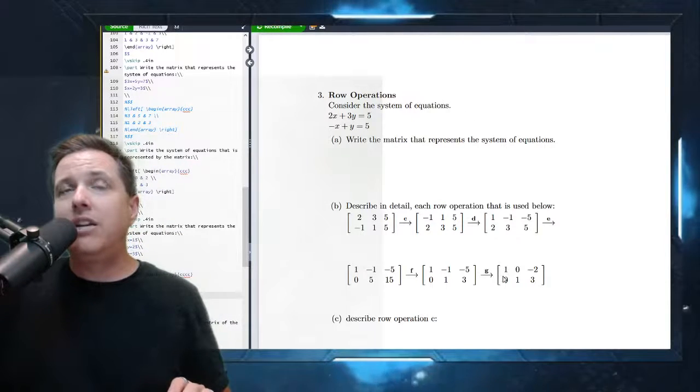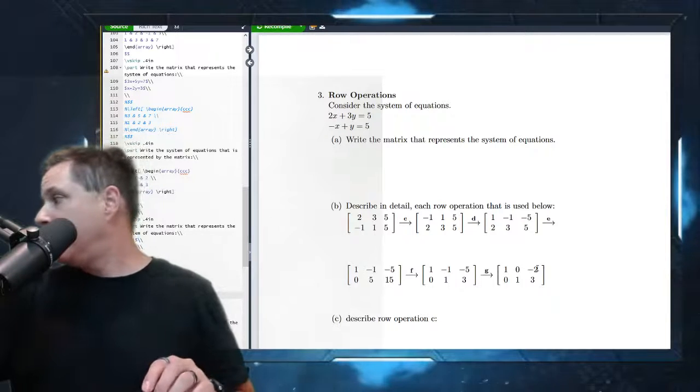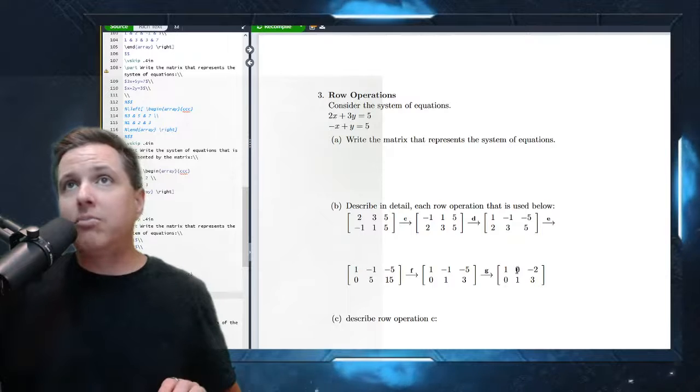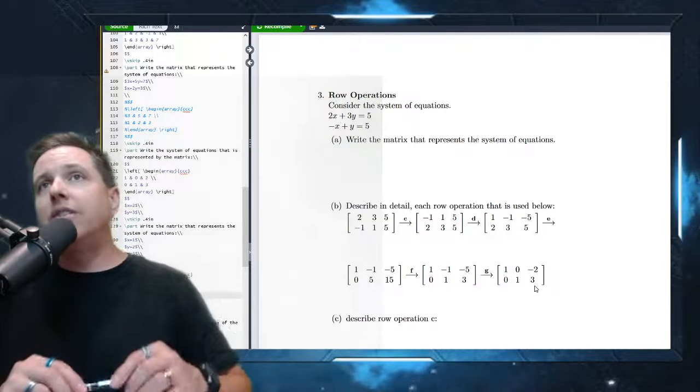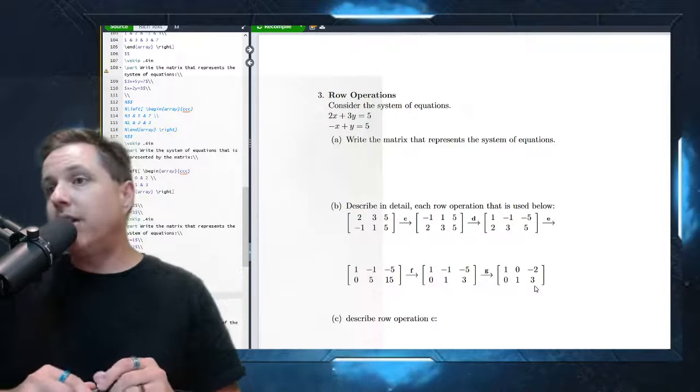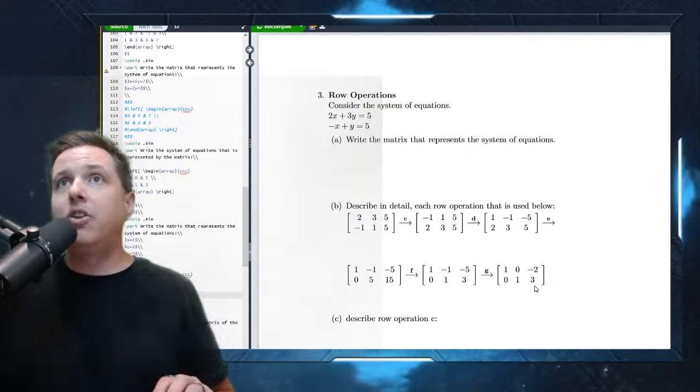And now I can just read it. Oh, this means that 1x plus 0y equals -2, and 0x plus 1y equals 3. In other words, x equals -2, y equals 3. That's our solution. And we could even go back up and check it.